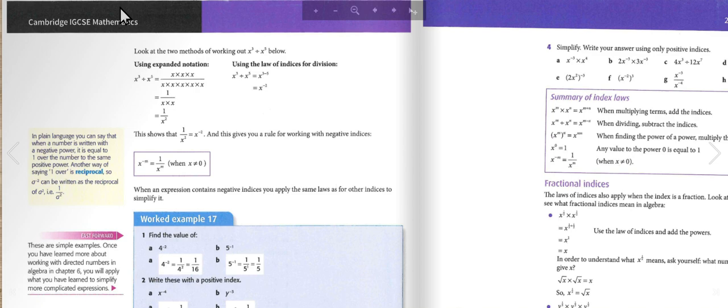Look at the two methods for working out x cubed divided by x to the power of 5 below, using expanded notation, or using the laws of indices for division. This shows that 1 over x squared equals x to the power of negative 2. This gives you a rule for working with negative indices: x to the power of negative m equals 1 over x to the power of m, when x is not equal to 0.